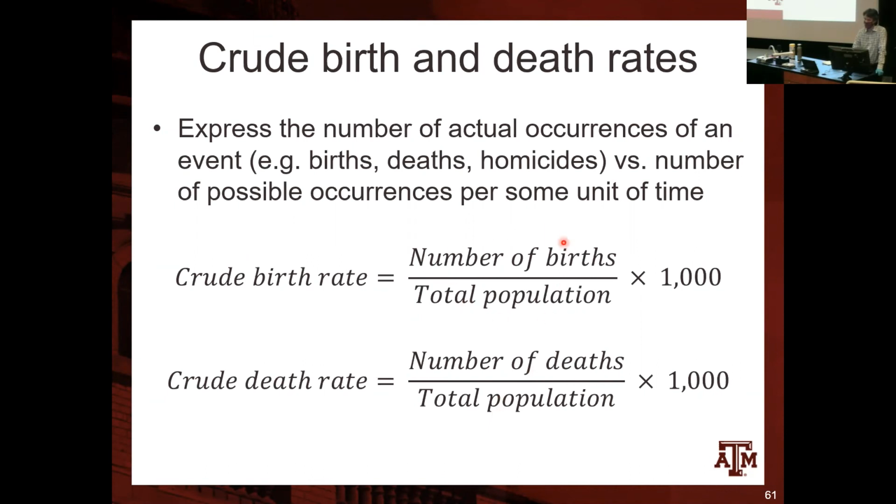Since these rates get really small numbers, we multiply them by 1,000 in this case. There are some standards, like the sex ratio is by 100, the total dependency ratio is 100, as you saw before. The crude birth rate and the crude death rates are by 1,000. Homicide rates are usually by 100,000. Whenever this number starts to get really small, we multiply by a bigger constant.